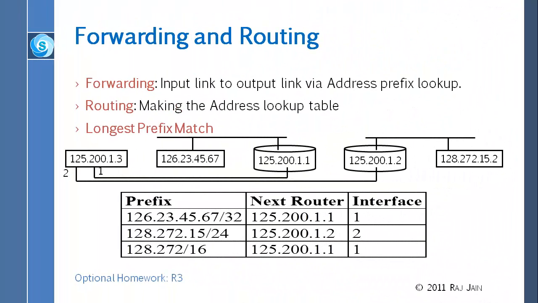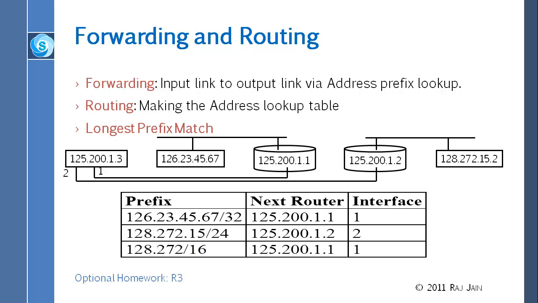All right. So now we go into forwarding and routing. Forwarding is basically done by looking at the address prefix. The packet address is generally 32 bits long, and there is a table. In that table we don't have 32-bit quantities. What we have is a prefix, so some part of the address. So the prefixes are written like this: 126.23.45.67/32. That means the first 32 bits of this thing, which means all 32 bits of this thing.